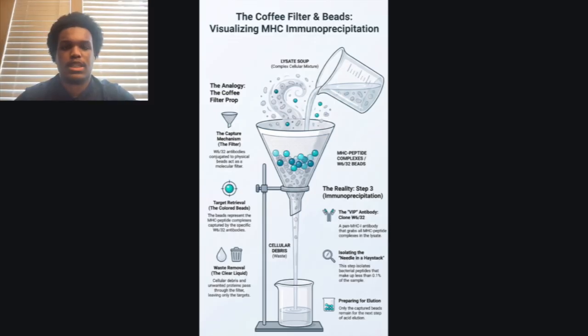Imagine this lysate is a messy mixture. The filter acts like a capture mechanism. The W632 antibodies on the beads grab the MHC peptide complexes. As you pour the lysate through, the filter captures the beads and the MHC complexes, while the cellular debris passes through.